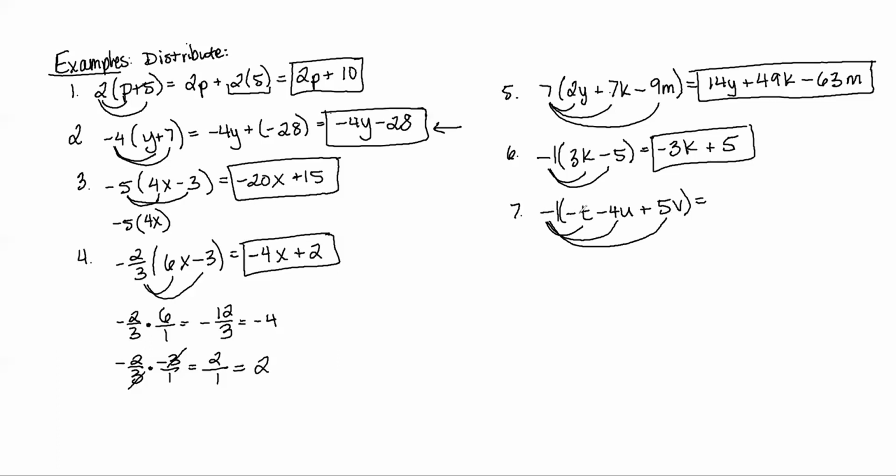So a negative 1 times negative t makes it a positive t. And same thing in front of that t, it's a negative 1t. We just don't usually write it. So negative 1 times negative 1 is 1, which we can technically put in front of the t there. We just prefer not to. Negative 1 times negative 4 is positive 4u. And negative 1 times 5 is negative 5v. So you should have t plus 4u minus 5v.